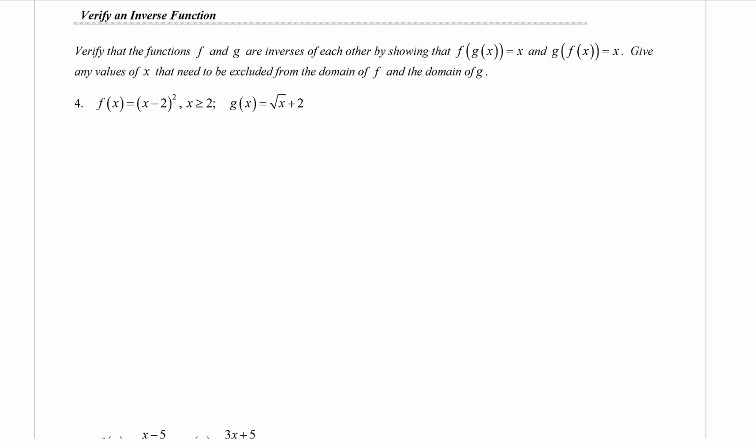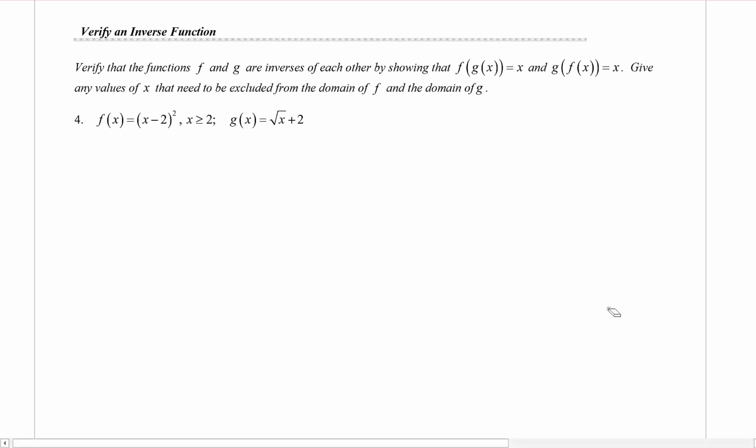We were talking about verifying inverse functions. Verify that the functions f and g are inverses of each other by showing that f of g of x is equal to x and g of f of x is equal to x. Give any values of x that need to be excluded from the domain of f and the domain of g.